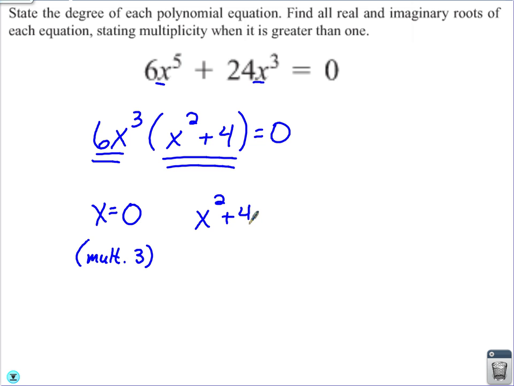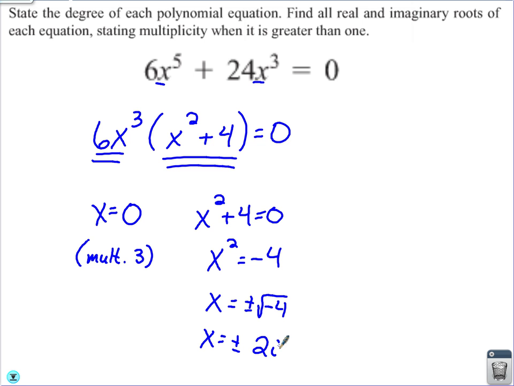X squared plus 4 equals 0. Don't forget your imaginary section. We subtract 4. Leaves me with x squared is negative 4. To get rid of a square, we do plus and minus the square root. So x equals plus and minus the square root of negative 4, which breaks into the square root of 4 times the square root of negative 1. Michael, what is that? 2i. There's your 5 roots. You have 0 is a root 3 times, 2i is a root, and negative 2i is a root.